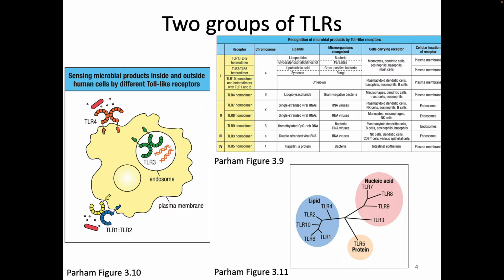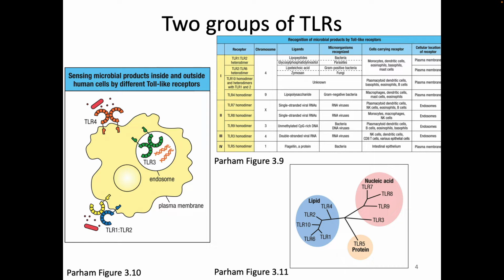If we look at them, we can also see that they divide up nicely in another way. You can see that one set of them tends to bind to lipids, and another set of them tends to bind to nucleic acid. This one right here that binds to a protein, I'm going to throw in with the lipids. So we've got nucleic acid binders and lipid and protein binders. It turns out those match up with the locations on the cell. So these lipid and protein binders are the ones that are on the plasma membrane.